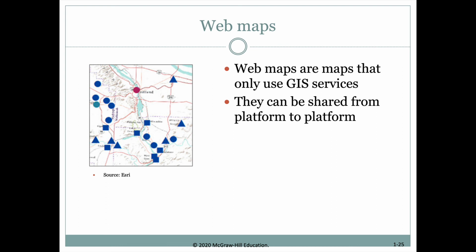Web maps, because of this, are really on the rise. There are web maps that only use GIS services, so nothing would be stored on your PC or your laptop in order to make these maps, but you would be making the map, but all the information would basically be in the cloud. All of the GIS data would be in the cloud, and the process by which you make that map would be in the cloud through these different GIS services. And these can be shared from platform to platform, which is also very useful.